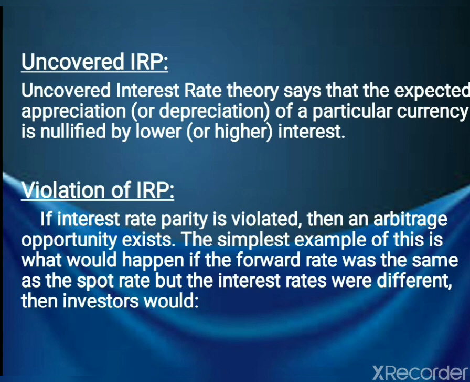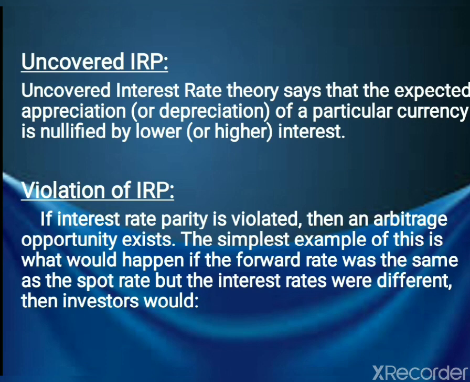Next one, violation of interest rate parity. If interest rate parity is violated, then an arbitrage opportunity exists. The simplest example of this is what would happen if the forward rate was the same as the spot rate, but the interest rates were different. So, if the interest rate parity theory is violated, then there is a chance of gaining arbitrage profits.